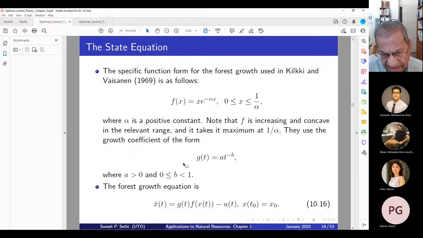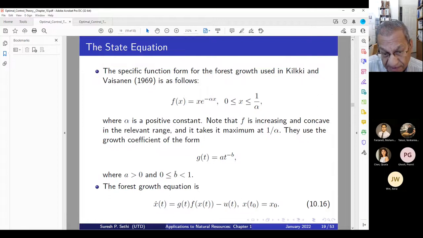It says that the time is a growth coefficient, which is A T to the minus B. A is bigger than 0. B is between 0 and 1. So this is a decreasing function in time. And you multiply this G(T) times F(X). That is the rate at which X dot is defined to be. If there's no thinning, then the forest will grow according to this formula. It will grow at a natural rate like this, and then it has the aging effect of the forest. Together, we have X dot at time T.